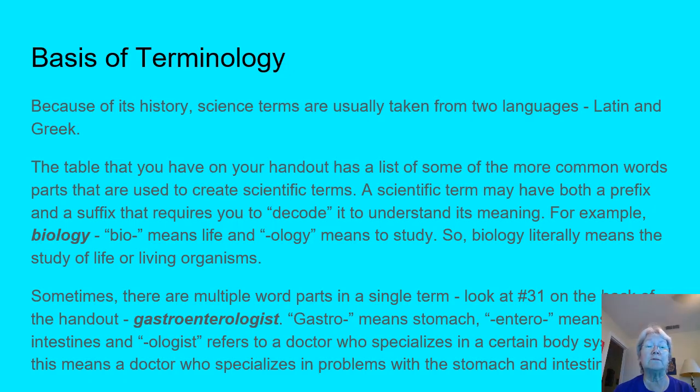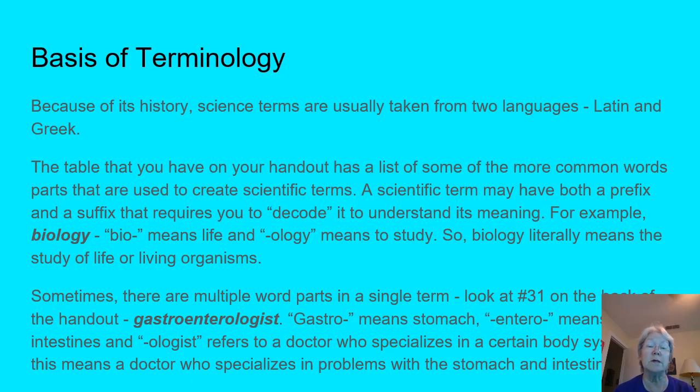So as the paragraph says, the table that you have on your handout has a list of some of the more common words or word parts that are used to create scientific terms. A scientific term may have a prefix and a suffix, and it may have both, or it may just have one, that requires you to decode it in order to understand its meaning. So, for example, the word biology: bio means life, ology means to study, so biology literally means the study of life or of living organisms.